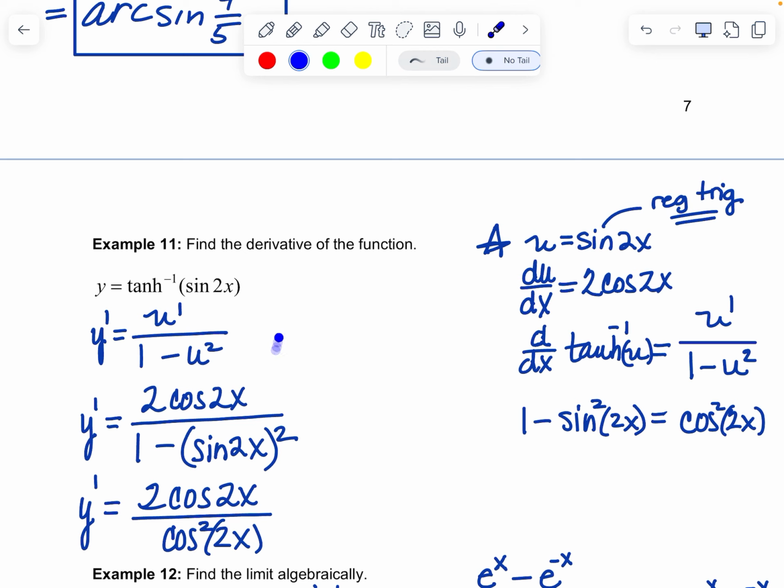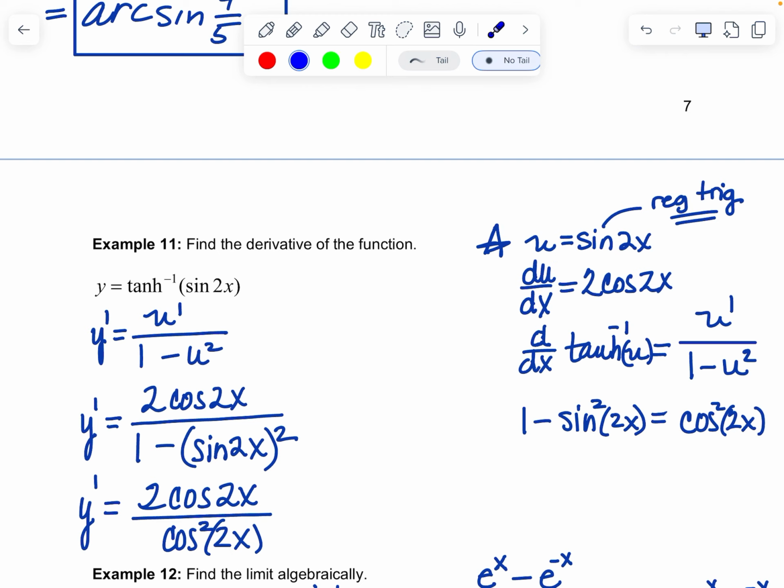But if you're looking at this, you have a y prime to get. You want to get the derivative. So I take y prime. Here is the formula for the derivative of tangent inverse. But we have a u sub where the inside function is sine 2x, a trig function. So now we're going to mix the trig with the hyperbolic trig. Good stuff, right? So u is equal to sine 2x, the inner function.